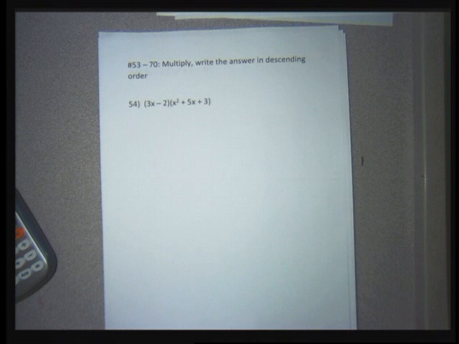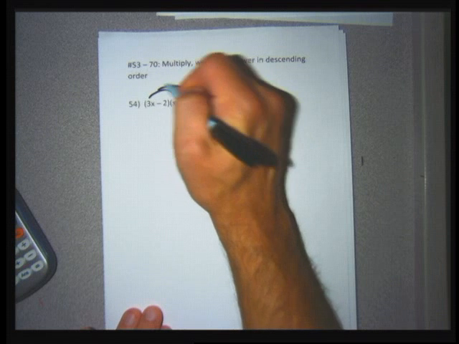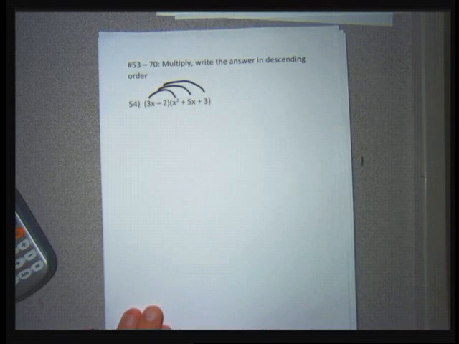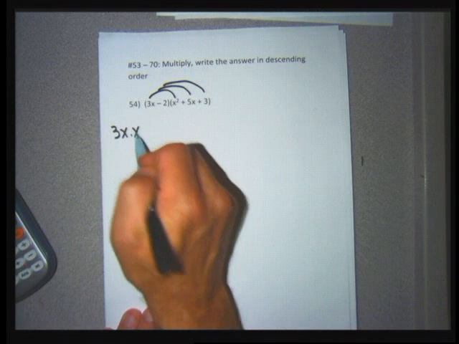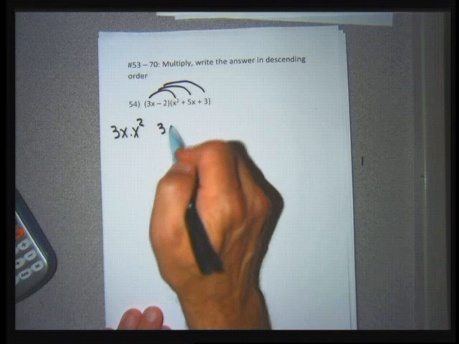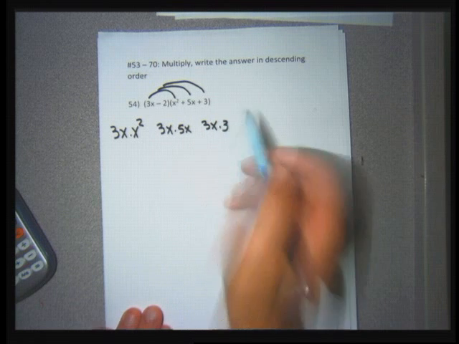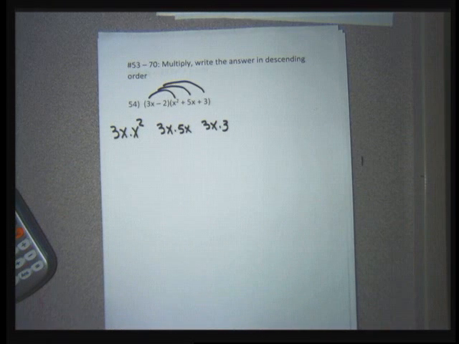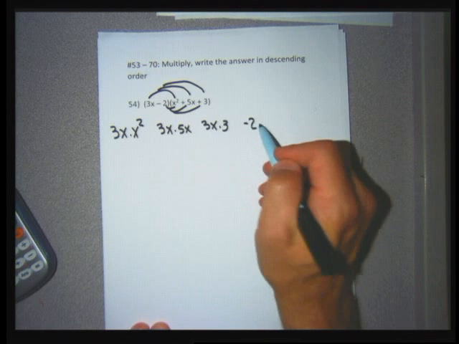To do problem 54, I just have to multiply everything in each parentheses by everything in the other parentheses. So I have to multiply the 3x in the first parentheses by each of the 3 terms, by the x squared, by the 5x, and by the 3 in the second parentheses. Now it doesn't really have a foiling acronym to it, it's just do it. Multiply the first thing in the left parentheses by all 3 things in the right parentheses, and then the second thing in the first parentheses by all 3 things in the right parentheses.